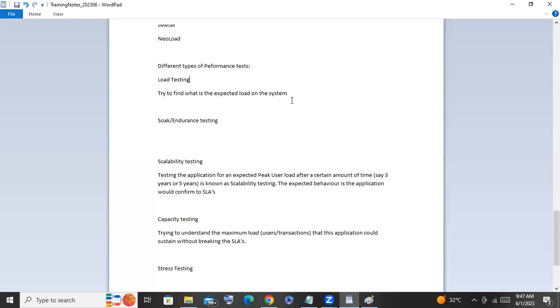Why at the end of this course? Because there are a lot of concepts that you would have to understand before we would actually be able to understand what a memory leak is. Okay, clear about it, guys? Yes, sir. Okay, so that is what is known as soak testing or endurance testing. Any questions until now?